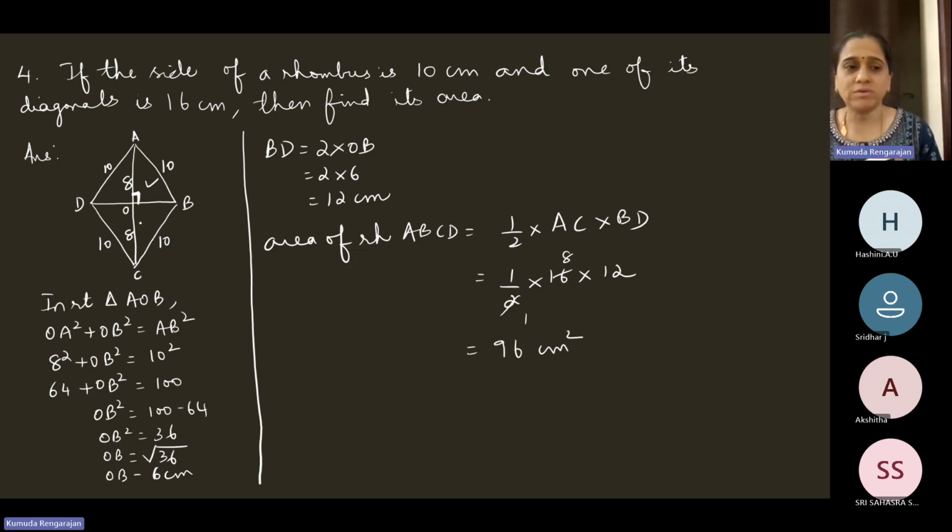So what's the idea? What am I trying to do? I'm trying to find OB using Pythagoras theorem. And when I double OB, I get BD, and that is D2. So you can proceed to find the area using the formula half D1 D2. Okay.